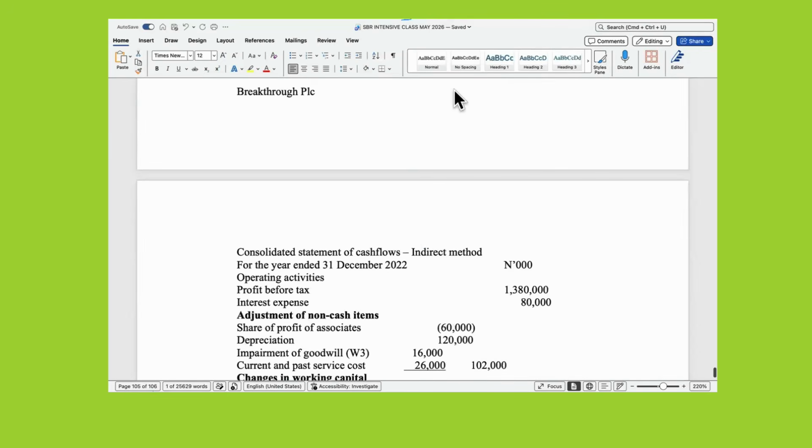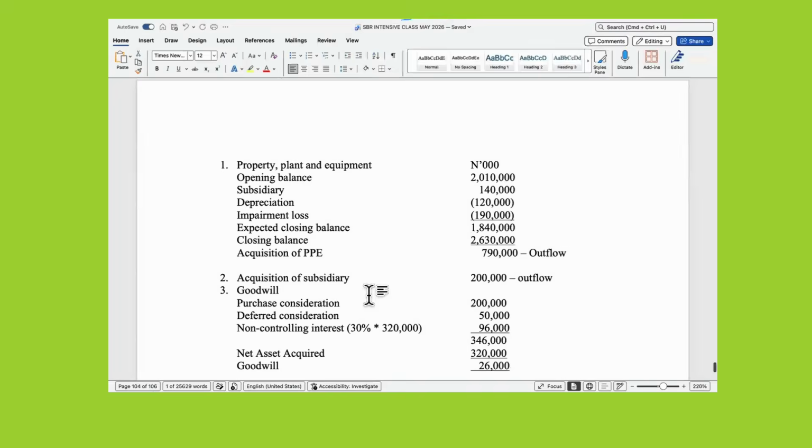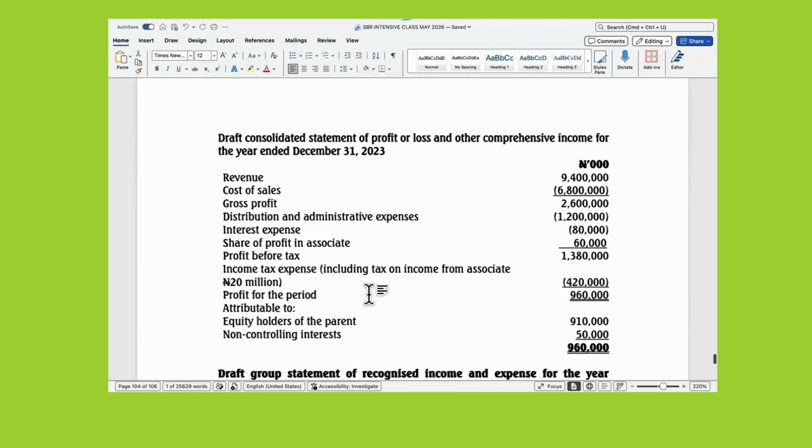Since they ask you for the indirect method, you should start from operating profits. But for my P&L, I don't have operating profits. What I have is PBT of 1380. So I'll look at this, my share of profit. This one, I've already dealt with, so I need to deduct this. My interest expense should not be treated here.